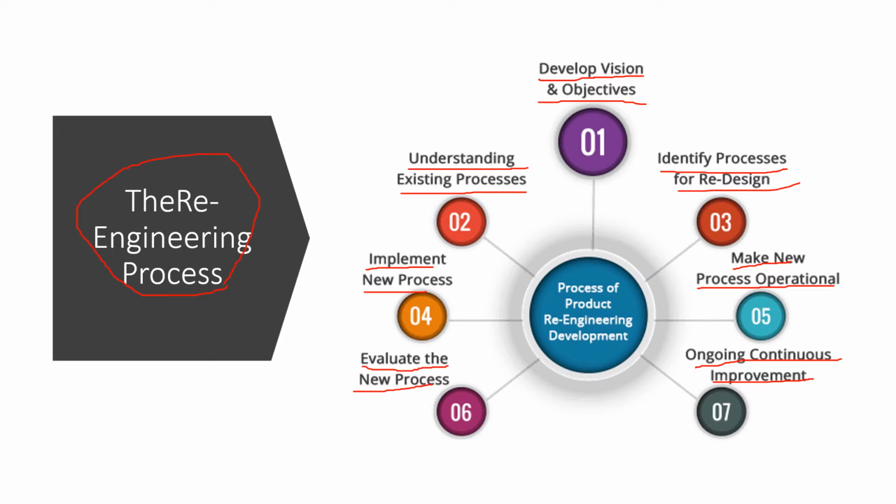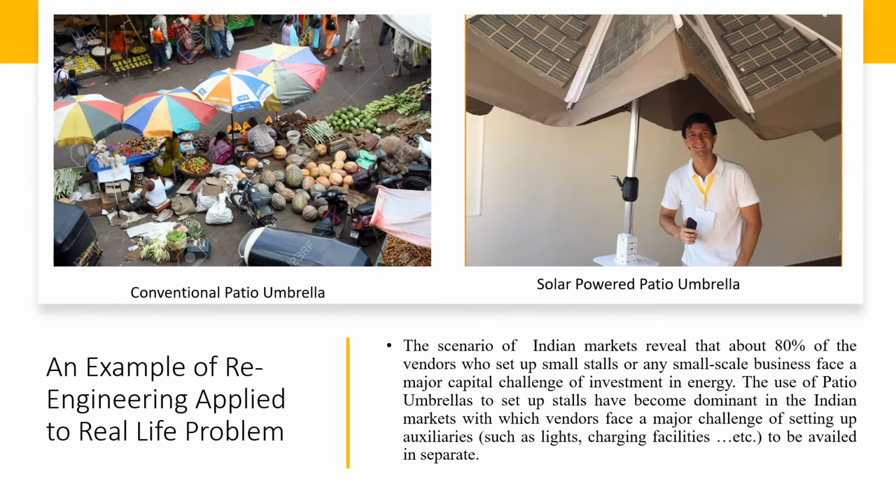Now let me give an example of a re-engineering problem that is applied to a real life situation. We have seen many vendors who have set up stalls on the roadside with the help of patio umbrellas. But the re-engineering need in this problem is that these vendors require lights when the environment is dark. That is, during the day they can set up the stalls easily, but when it is night, they need lights, and they also need shade from the sun. And if it rains, they also need to protect their stalls from that.